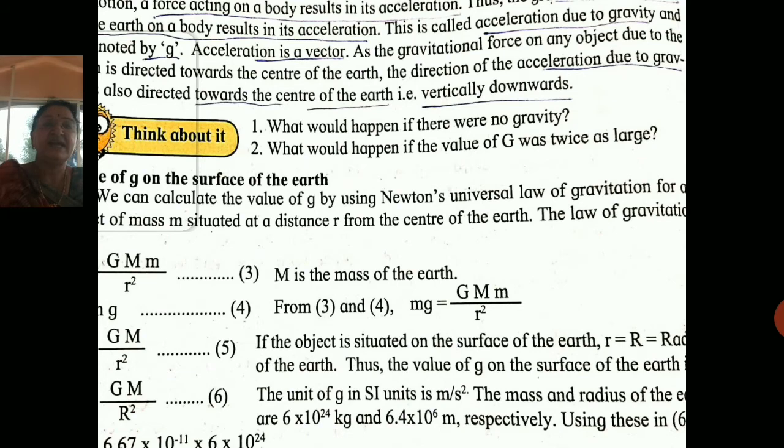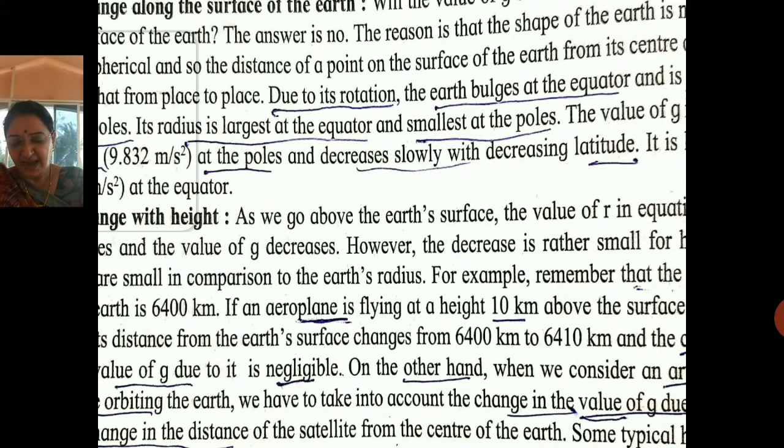Meter per second square is the SI unit of acceleration. Acceleration is a vector quantity, and its direction is towards the center of earth, and its value on the surface of earth is equal to 9.77 meter per second square. Now this value of g is not constant everywhere on the surface of earth due to the certain shape of earth and due to rotation of earth. That value is different on the surface of earth.